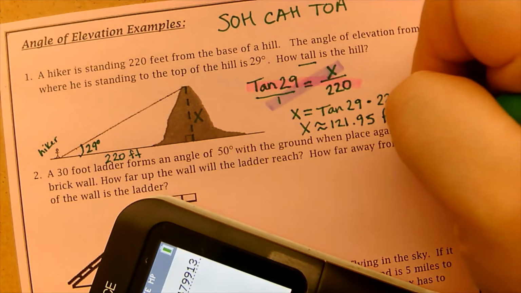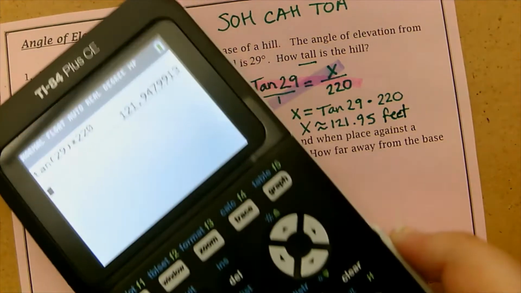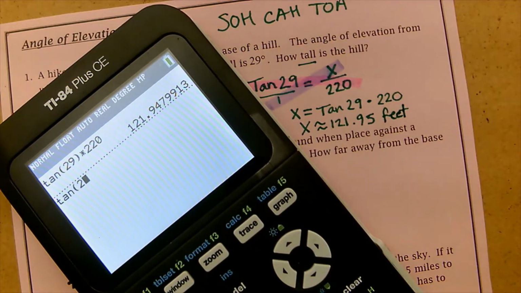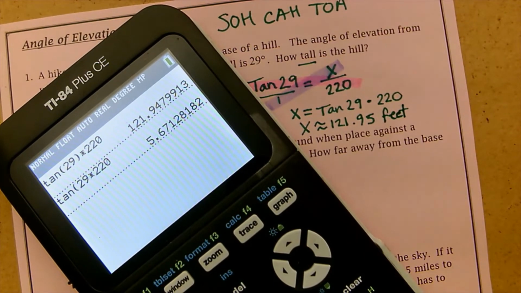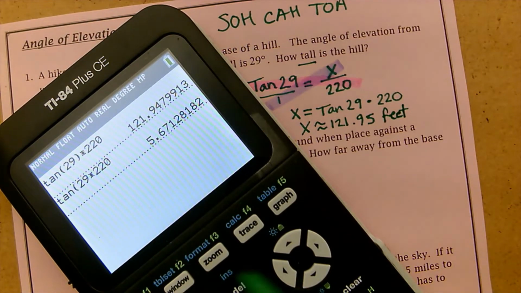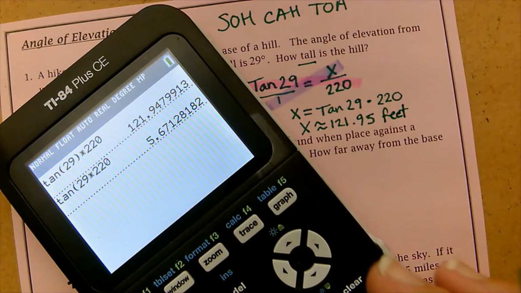I do want to point something out real quick. Please make sure that you're closing the parenthesis after your tangent of 29. If I don't close it, and I just do the times 220, you'll notice we get a very different answer. So the calculator is doing 29 times 220 and then taking the tangent of that. So make sure you close the parenthesis after your 29, so the calculator knows you're done entering your degree, and then it can multiply by 220.